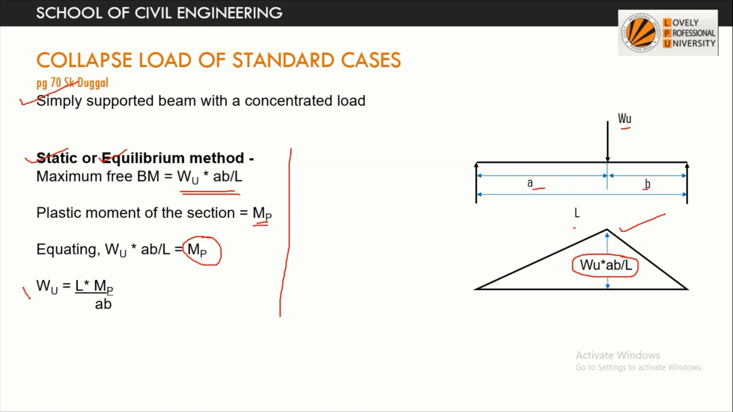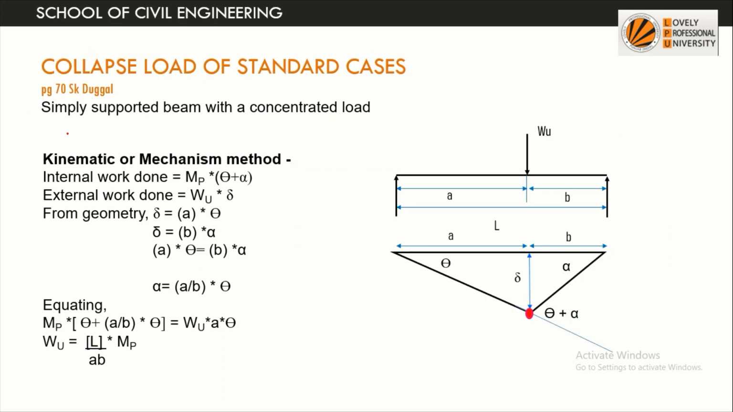So when we cross multiply, we'll get collapse load WU, or ultimate load WU, is equal to MPL upon AB. So the same question we will solve with the kinematic or mechanism method, in which we have to draw the deflected shape. So this is the deflected shape and this value is delta. Now the angles, because of unsymmetrical loading, the angles will be different. This is theta and suppose this is alpha.